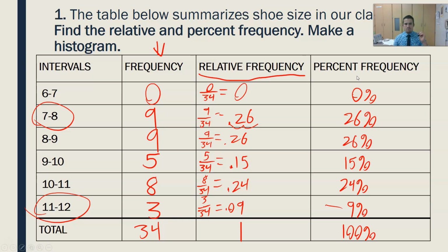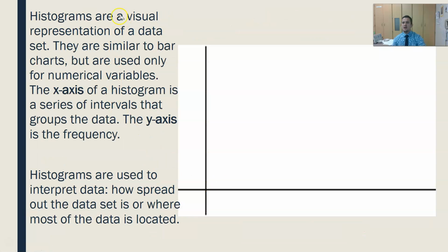Okay. So now, with these different frequencies, with this information, I'm now going to make a histogram. So again, histograms are a visual representation of a data set. They are similar to bar charts. You may have been exposed to bar charts in math classes, but these are used only for numerical variables. The x-axis of a histogram is a series of intervals that groups the data, and the y-axis is the frequency.